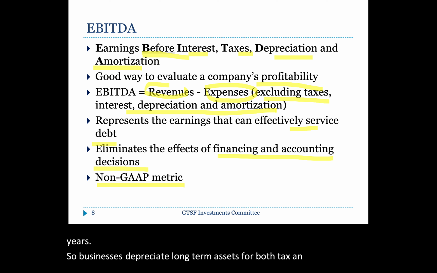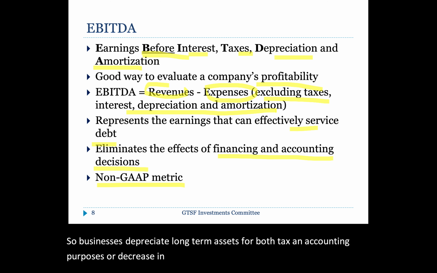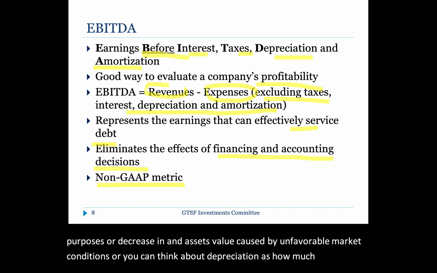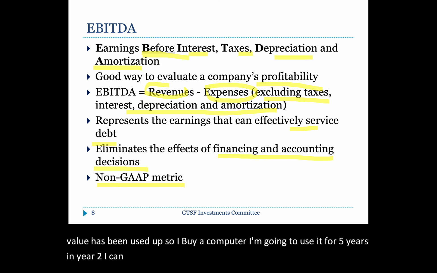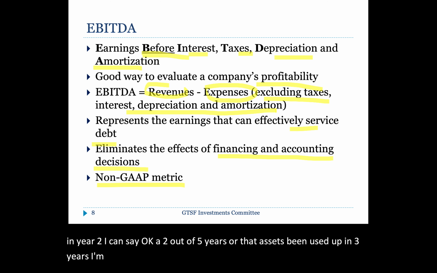So businesses depreciate long-term assets for both tax and accounting purposes. A decrease in an asset's value caused by unfavorable market conditions. Or you can think about depreciation as how much of an asset's value has been used up. So if I buy a computer, I'm going to use it for 5 years. In year 2, I can say, okay, 2 out of 5 years of that asset has been used up. In 3 years, I'm going to have to buy another computer.